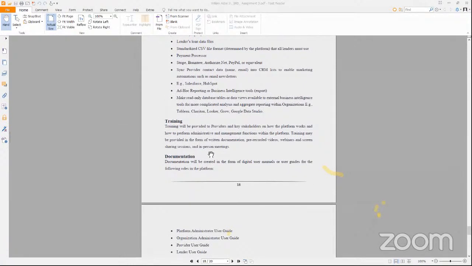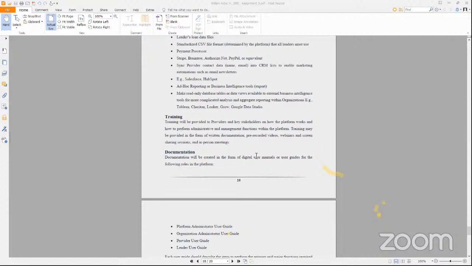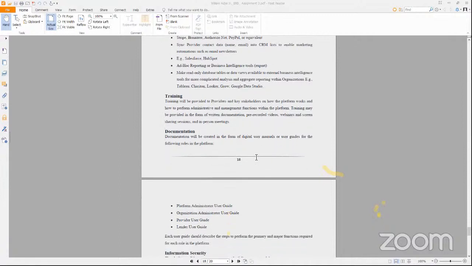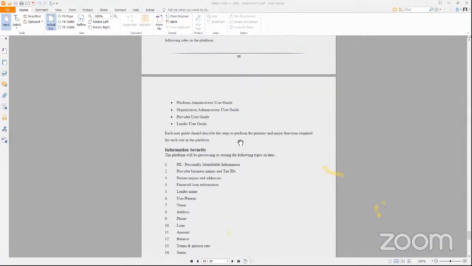Then we have our training. So once the platform is built, there has to be training for key stakeholders. They must be taught how it works, and it can be done through videos, guides, or any other training materials or manuals that we can share with them, so we can train them on how the platform works.